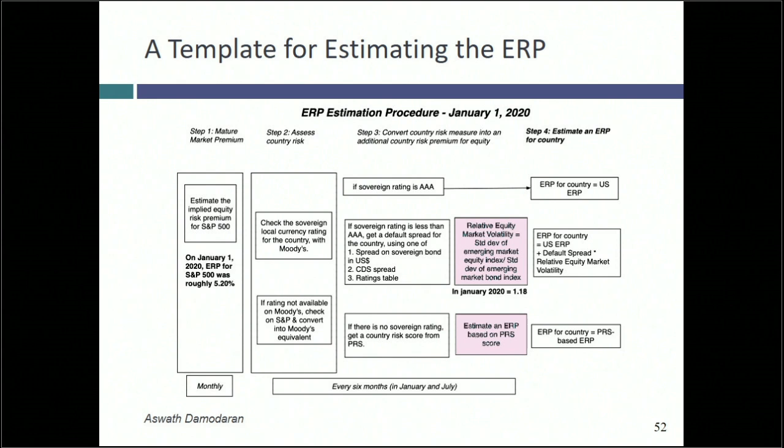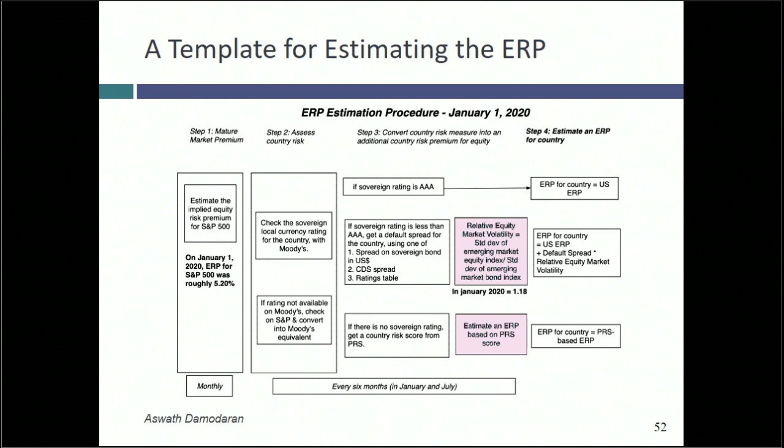That ratio at the start of 2020 was 1.18. So let's pause here. My equity risk premium for the US is 5.2%. Let's say that based on your rating, your default spread should be 2%. I'm going to take the 2% and multiply it by 1.18. That gives me 2.36%. Add the 2.36% to 5.2%. I've got your equity risk premium as a country.